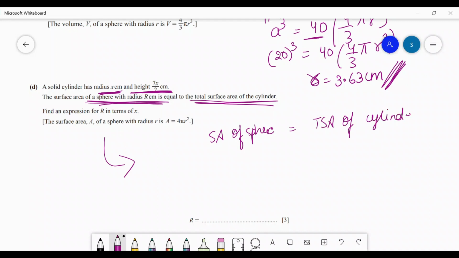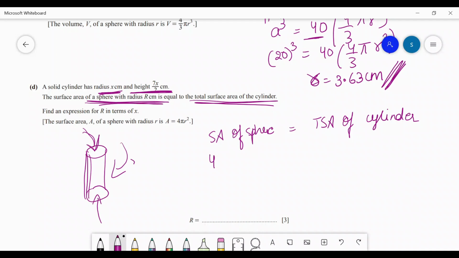Remember guys, there's a difference between curved surface area and total surface area. Curved surface area basically means the curved portion of the cylinder, whereas in total surface area you also have to take into account the top area as well as the bottom. So on the cylinder you have a top circle and a bottom circle, right? You have to take those areas into consideration as well when you're talking about total surface area.